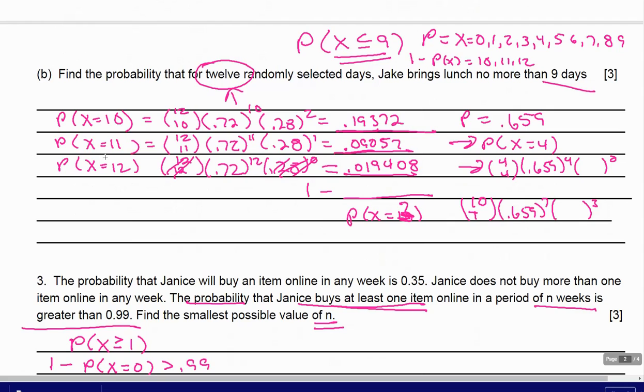In a binomial, I've got a certain number of trials, and what I'm figuring out is what's the probability of 10 out of these 12 trials being successful.